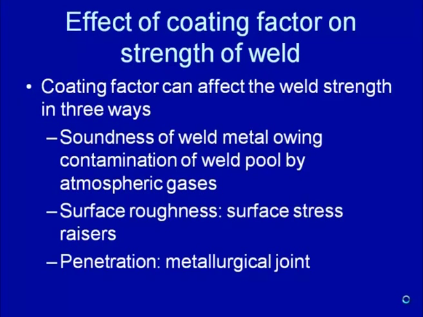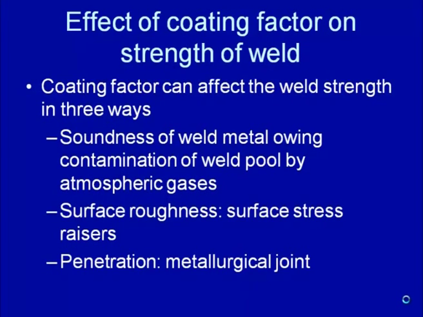And similarly, if the coating factor is more, then it will generate a lot of slag, which will help in reducing the cooling rate, as well as help in developing a smoother weld bead. And a smoother weld bead means lower surface roughness, and reduced surface roughness means reduced stress raisers at the surface of the weld joint, which in turn will decrease the possibility of residual stresses. So, the lower the surface roughness, the higher will be the strength due to the presence of a reduced amount of surface residual stresses.